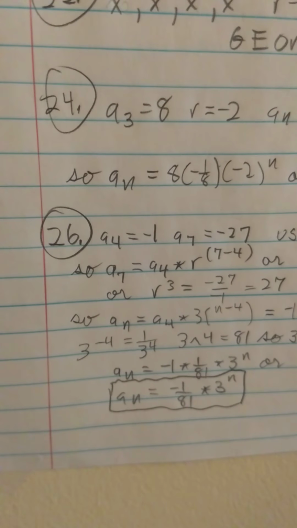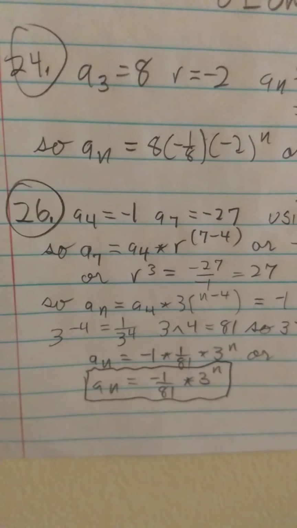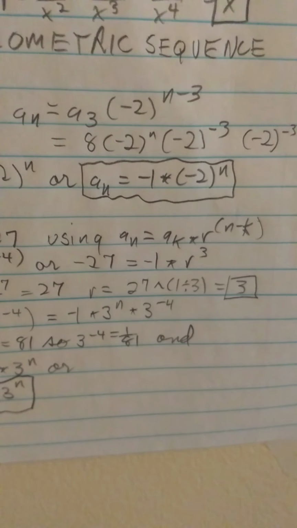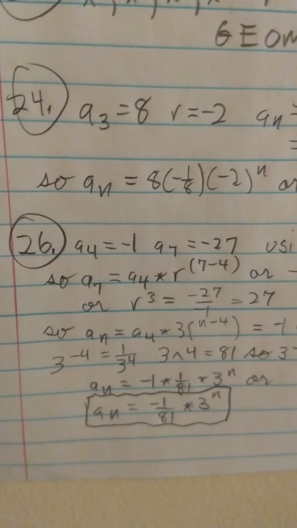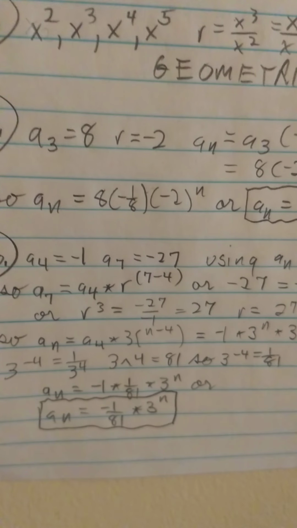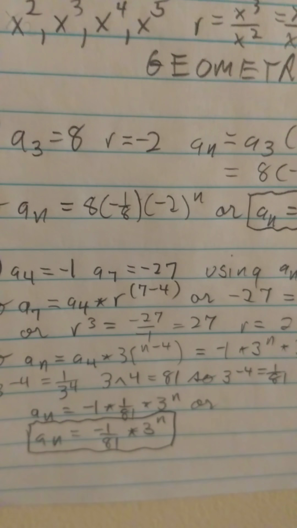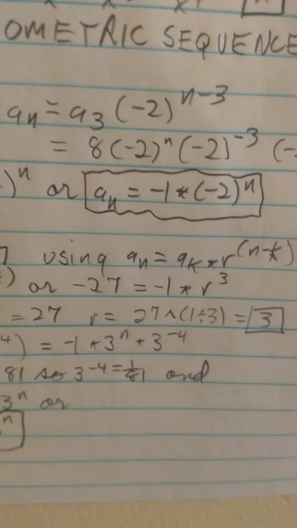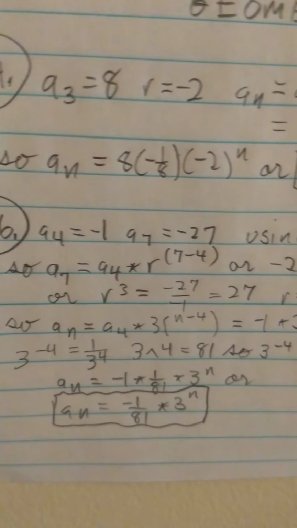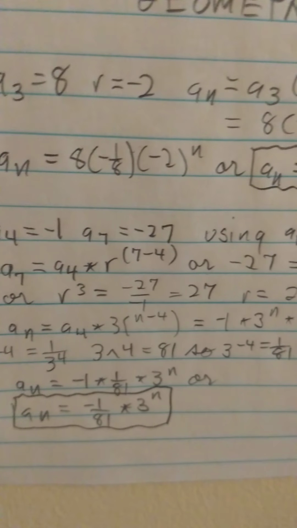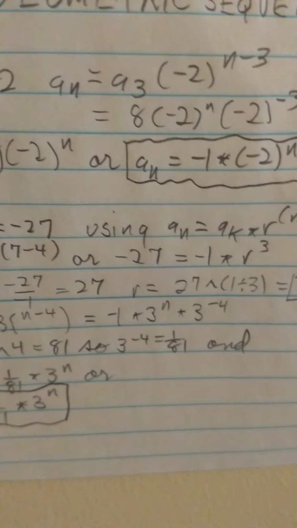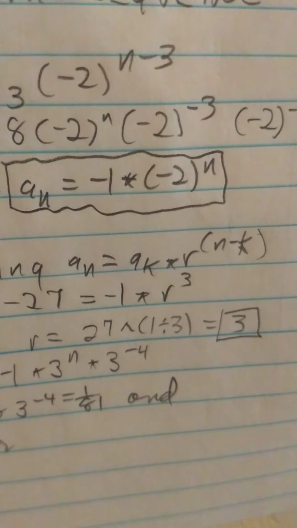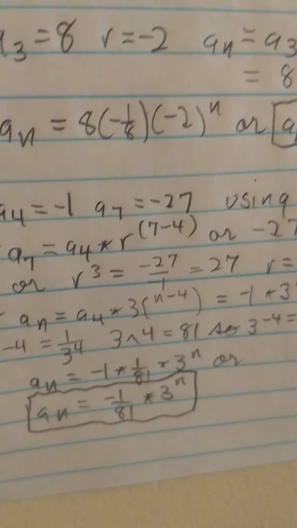And our last one, given a sub 4 is negative 1 and a sub 7 is negative 27, using our a sub n equals a sub k times r to the n minus k. So now we have a sub 7 equals a sub 4 times r to the 7 minus 4, or r cubed, and plugging in, negative 27 equals negative 1 times r to the third, and r to the third is negative 27 over negative 1, or 27, and on the calculator we would do this as 27 power 1 divide 3 in parentheses, which would be 3, because 3 times 3 times 3 is 27.